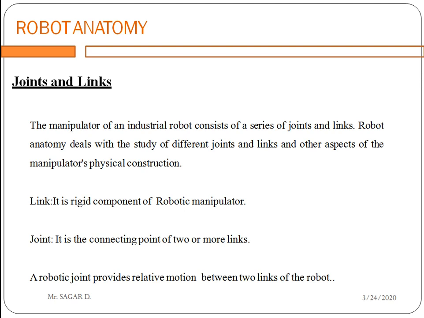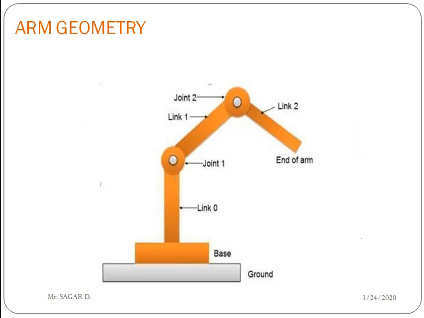Robo anatomy. Robo anatomy consists of joints and links. A link is a rigid component of a robotic manipulator, and a joint is the connecting point of two or more links. A robotic joint provides relative motion between two links of the robo. In this diagram you can observe the link and joint.